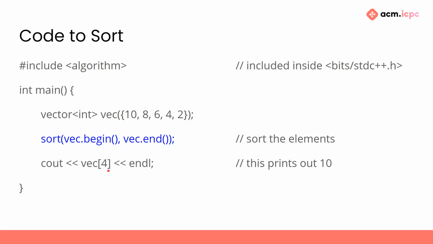And if you print out vec[4], that would give you 10, which is the last element of the vector, because it's sorted in increasing order. So 10 would be the last one, and this prints out 10.